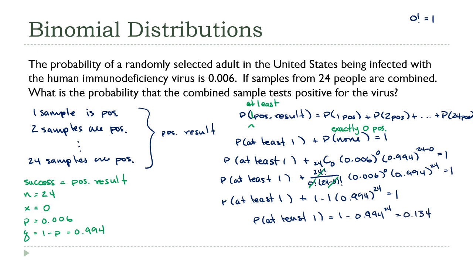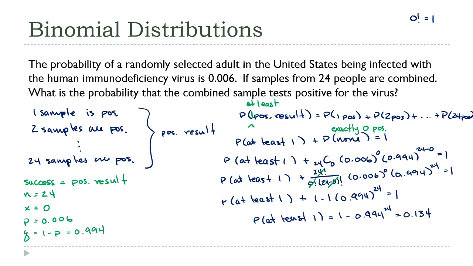0.134. So what is this saying? There's about a 13% chance that at least one person was positive, which means there's in the neighborhood of an 86% chance that no one was positive. And that's a good thing for me as the person doing the test. That means 86% of the time, this is going to give me the answer that I need: everybody tested negative. And it's only 13% of the time that I'm going to have to go to the extra expense of starting to test the samples individually.